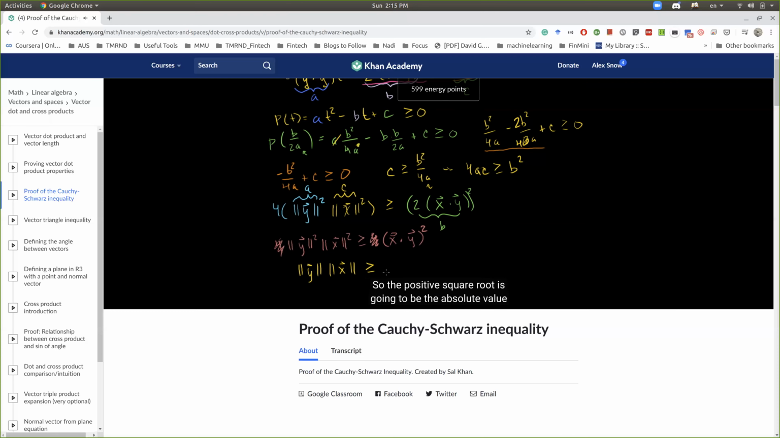So the positive square root is going to be the absolute value of x dot y. I want to be very careful to say this is the absolute value because it's possible that this thing right here is a negative value. When you square it and then take the square root, you want to stay positive, otherwise we might mess with the inequality. So if you take the absolute value, you're ensuring it's positive. But this is our result: the absolute value of the dot product of our vectors is less than or equal to the product of the two vectors' lengths. So we got our Cauchy-Schwarz inequality.